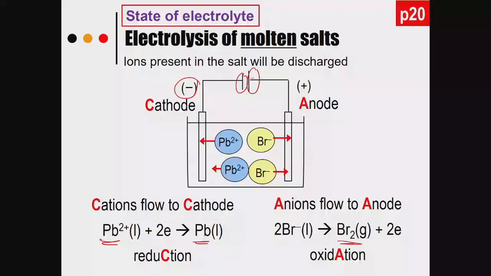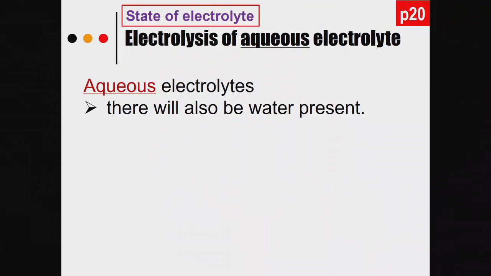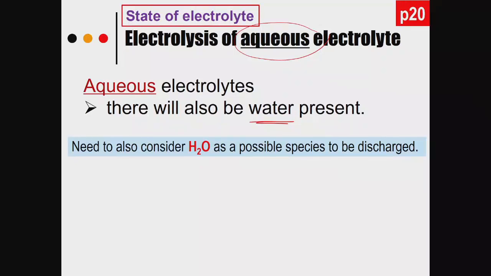Okay, so when it's molten, it is very simple, very easy to decide. But now, it becomes more complicated when I use aqueous electrolyte, because aqueous electrolyte means that water is present. Now, if water is present, you need to consider water as a competing species that can be attracted to the electrode. And hence, they can also be oxidized or reduced at the electrode.